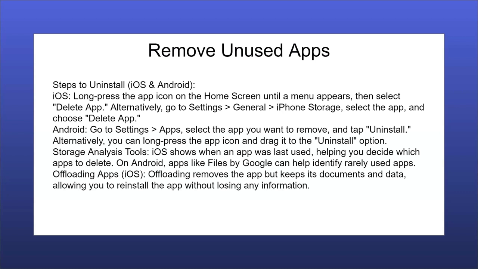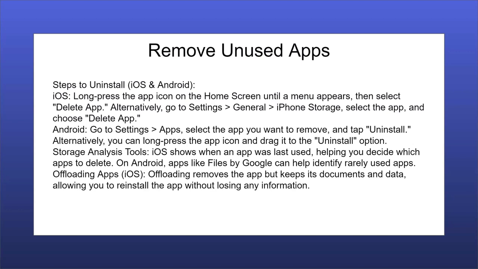If you're using an iPhone or iOS, then you long press the app icon on the home screen until a menu appears, and then you can select delete app. If you don't want to do that, you can go to settings, general, iPhone storage, select the app, and then choose delete app. If you're on an Android phone, then you can go to settings and then apps, select the app you want to remove, and tap uninstall. Alternatively, you can long press the app icon and drag it to the uninstall option.